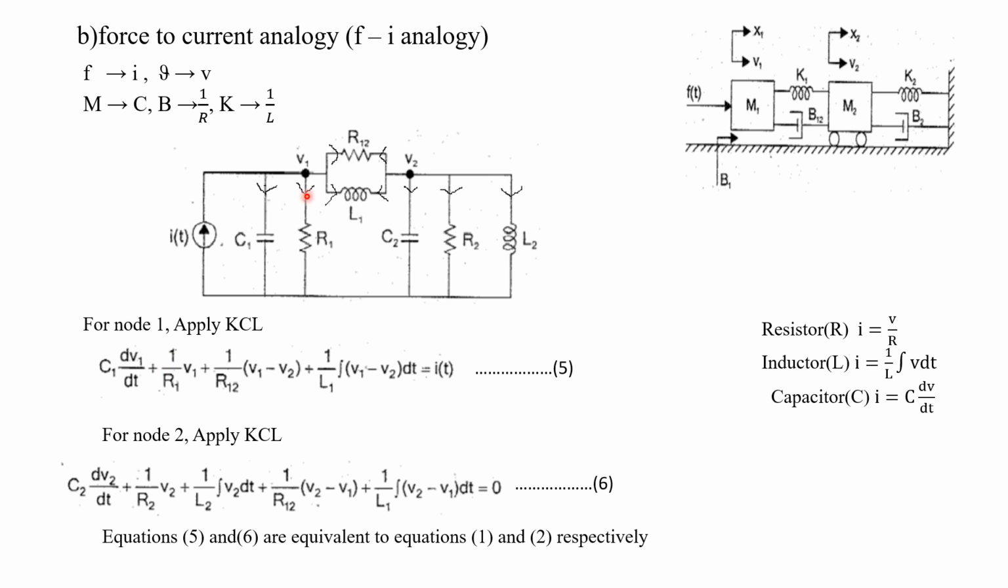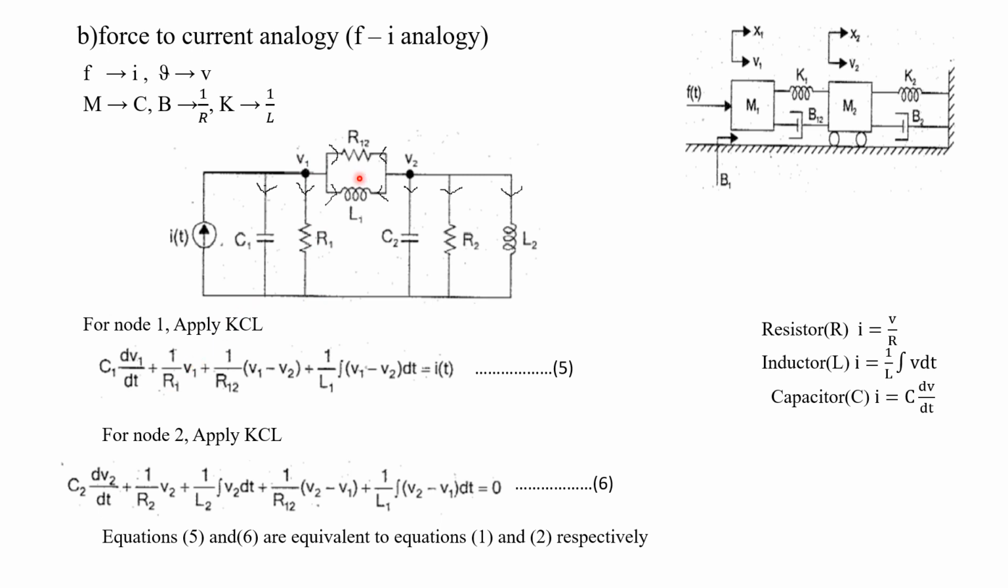Now, the next element is R1. What about the current flowing through the resistor? I is equal to V by R, so here it is 1 by R1 into V1, or V1 by R1. This V1 is nothing but the voltage drop across R1, that is V1 minus 0 divided by R1. Understood? So V1 minus 0 is nothing but V1.